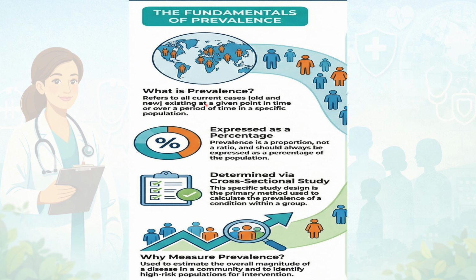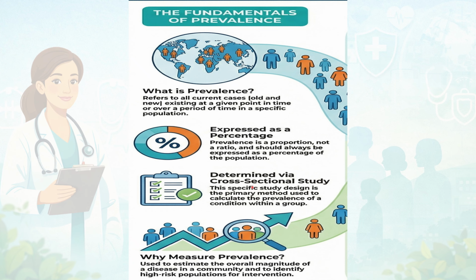Prevalence refers to all existing cases of a disease. That means both old and new cases present in a population at a given time or over a period. So remember, prevalence is equal to total burden of disease in a population. It is usually expressed as a percentage, not just a ratio, because it shows how much of the population is affected.